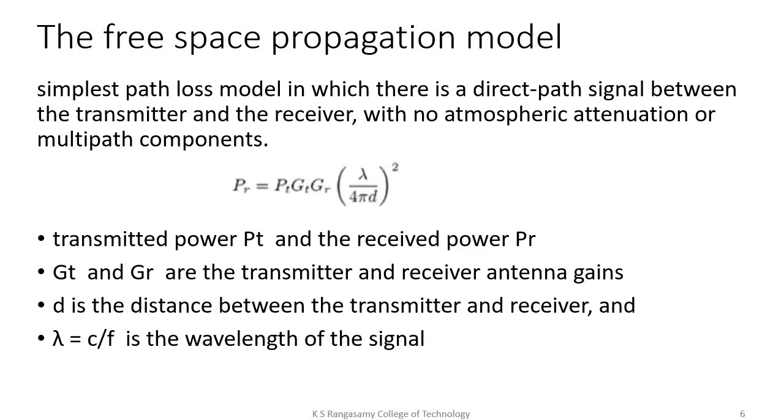It is given by PR equals PT GT GR into (lambda divided by 4 pi d) whole squared. Here PT and PR are the transmitted power and the received power. GT and GR are the transmitter and receiver antenna gains. d is the distance between the transmitter and receiver, and lambda equals c by f, that is the wavelength of the signal.